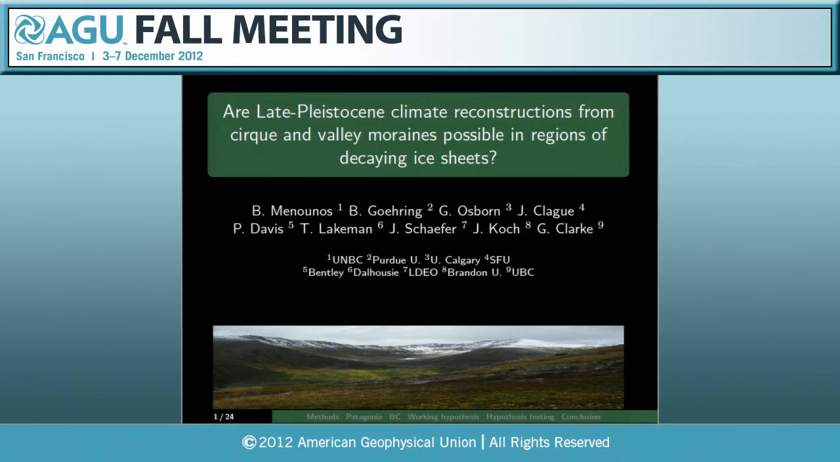We have a fairly large group of investigators working on this, so I would like to acknowledge them too. What I'll do is I'll first briefly touch on the methods we're using. I'll take you down to southernmost Patagonia, show you some of the examples we have there, then take you back up to this part of the world in British Columbia, really give you an idea of our working hypothesis and touch on where we'd like to go from here on out. And that includes doing some modeling that I won't have time to discuss today.